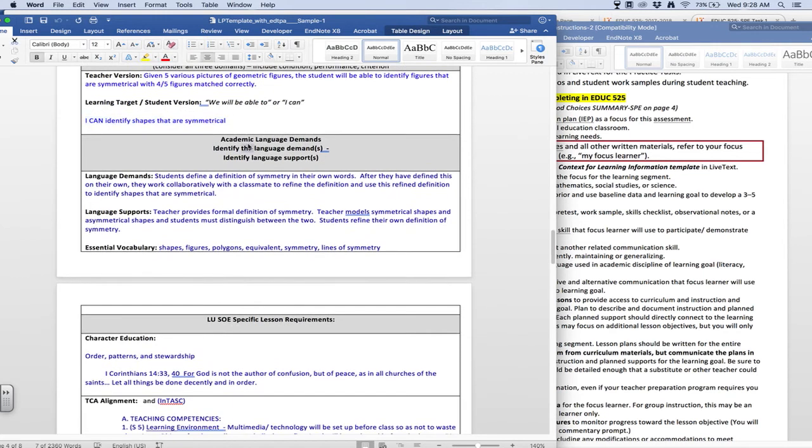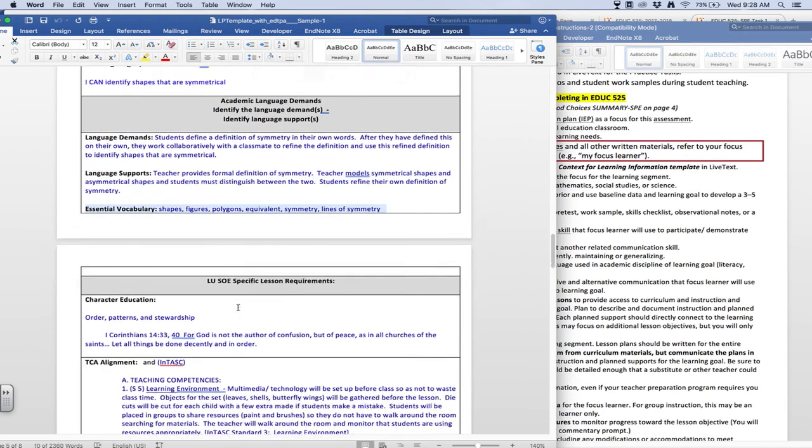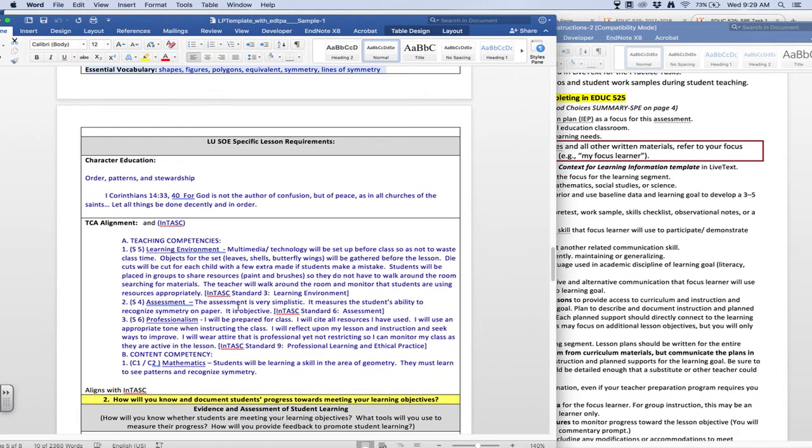Here's your language section. So you're identifying what the language demands are for this particular case. In this case, talking about symmetry and understanding what that is, and then also providing formal definitions of it, and then even the vocabulary that they're going to need to be able to use. That's in there. Then the lesson plan itself.